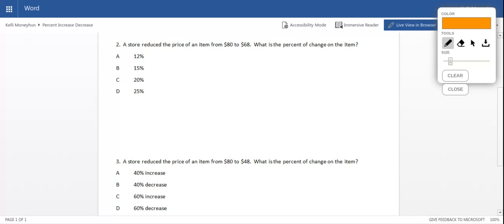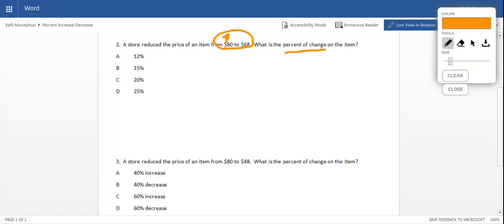Okay, this one's a little bit different. Still not super tricky though. It says a store reduced the price of an item from 80 to 68. Okay, so it says from 80, which means that it was 80 first. So my star is going to go by the 80 because that was my original. Okay, from 80 to 68, what is the percent change? So we're looking for the percent.